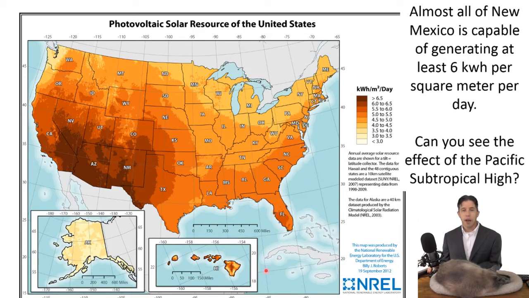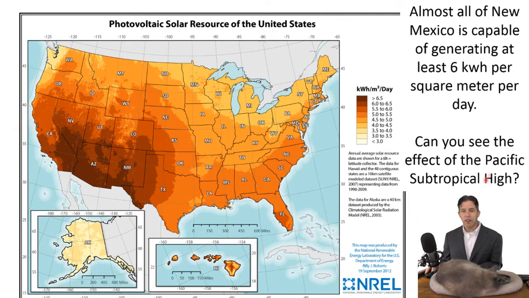So if we look at a map, this one says photovoltaic solar resources of the United States. Where would you go to generate the most solar electricity? And probably not surprising, but New Mexico and Arizona and Southern California have the most hours of sunlight per year. Now you can actually see the pattern here.